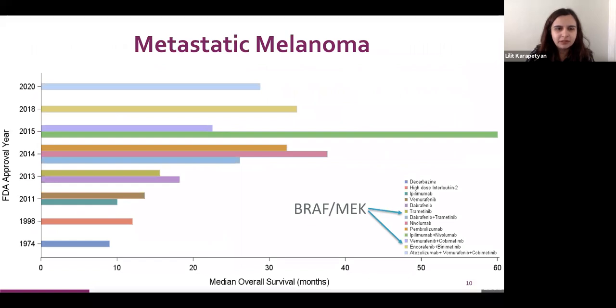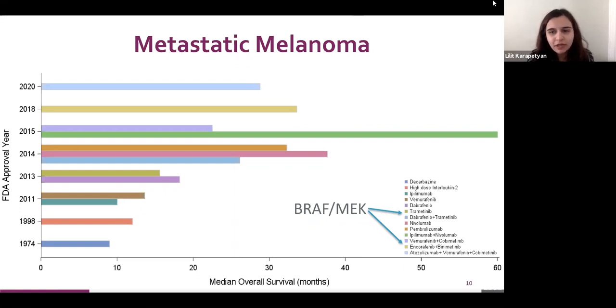And let me see if I have, okay, I do have that test. I do want to show you this slide for your general knowledge. So this is about the metastatic melanoma, when the melanoma has spread from the original site to other parts of your body. And you will see from 1974 to 2020, there have been major advancements in the melanoma field.